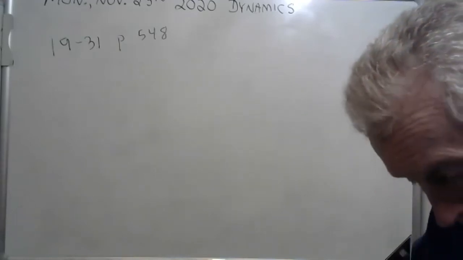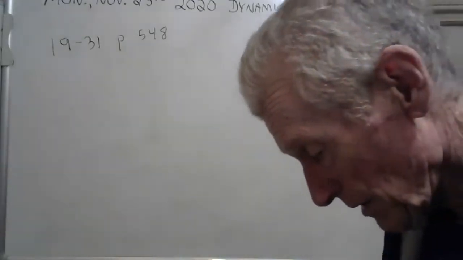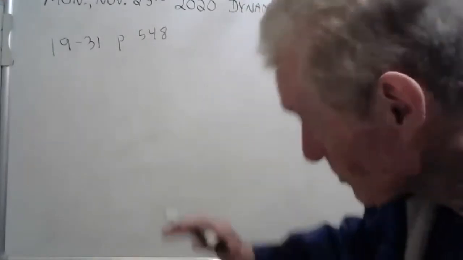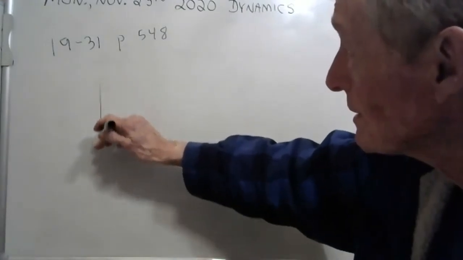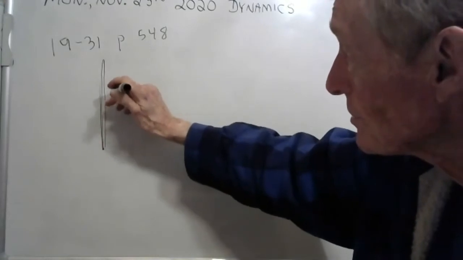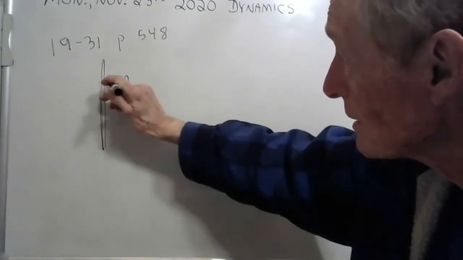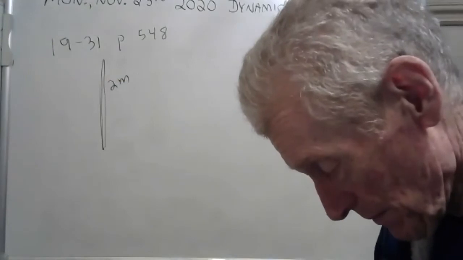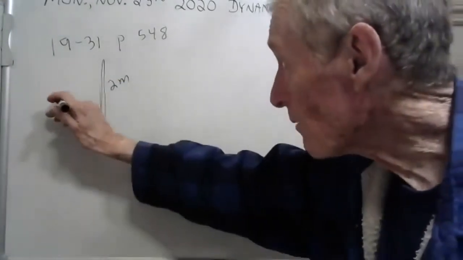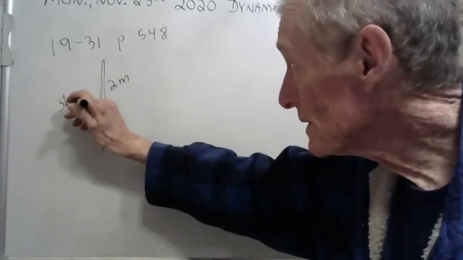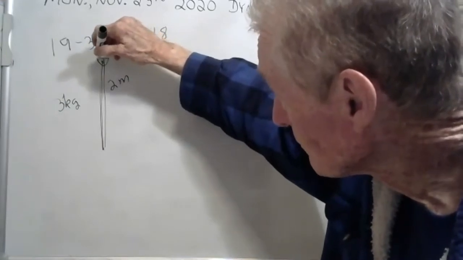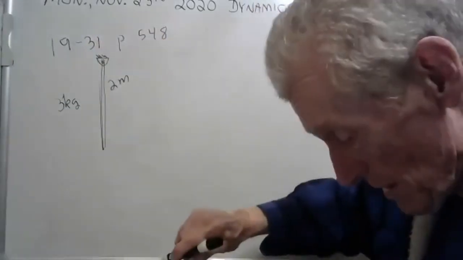Okay, I found it. 1931. Now they have a rod that's 2 meters long. Here's a rod. It's 2 meters long, and it has a mass of 3 kilograms. And it pivots about a smooth pin at A.